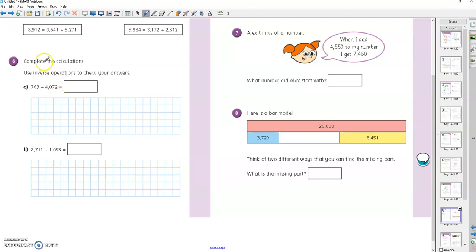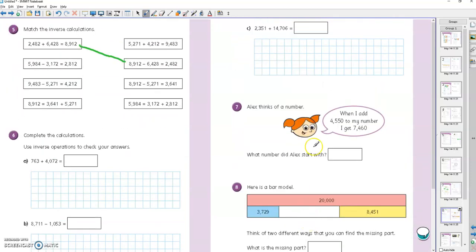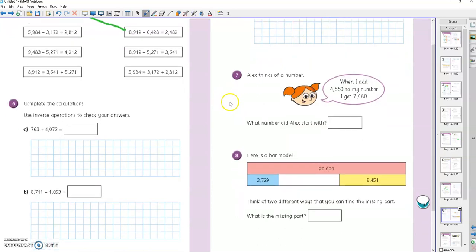Then you've got to complete these calculations and use the inverse operation to check. So actually do this calculation with your answer. You could use your column method here if you want to, and then do a subtraction to check it. And then here you've got a subtraction to do. Do the subtraction using the column method that you know to get that answer, and use an addition to check. Same with C.